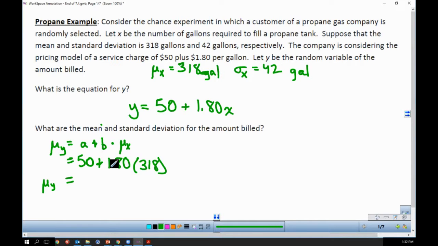Okay, so when we calculate this, what do we get? Yep, and since this is dealing with money, because it's how much they pay, it would be $622.40.